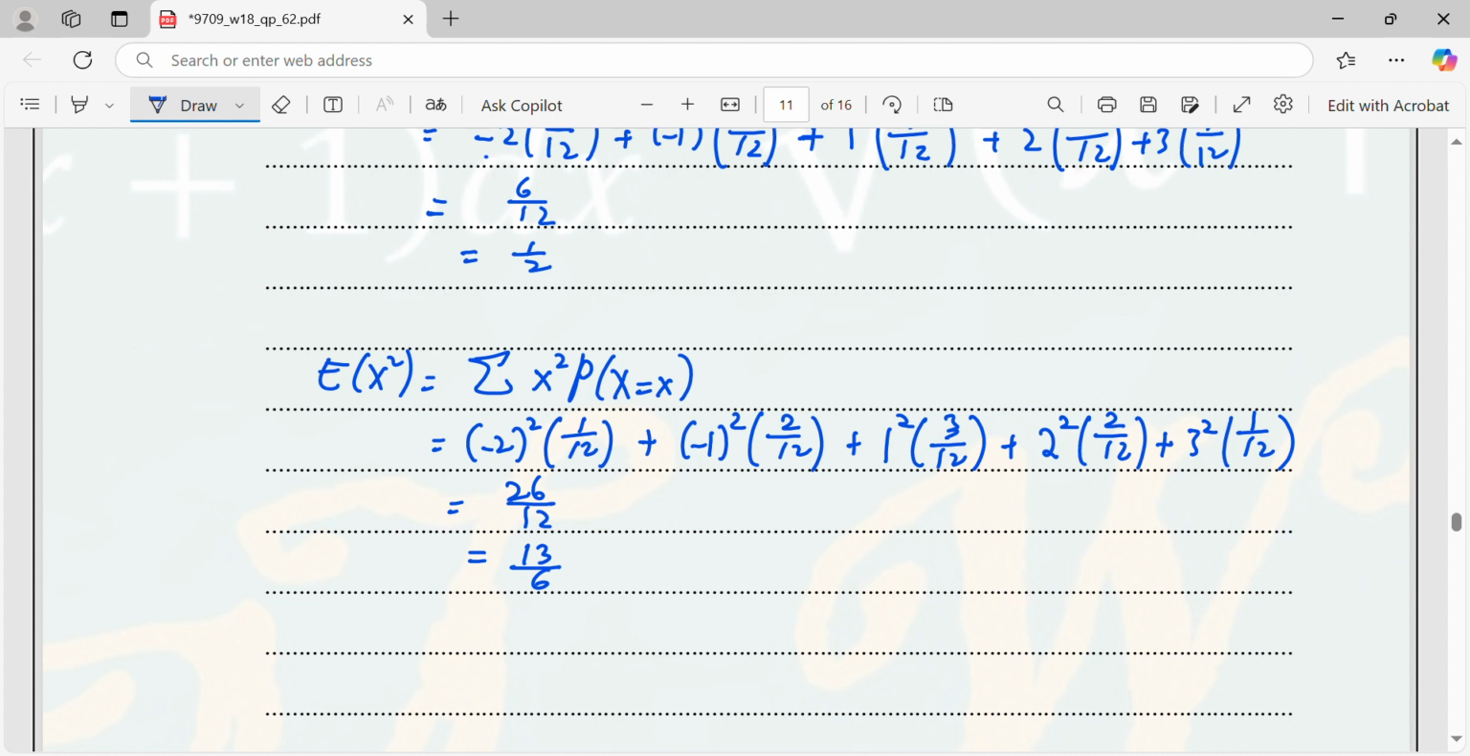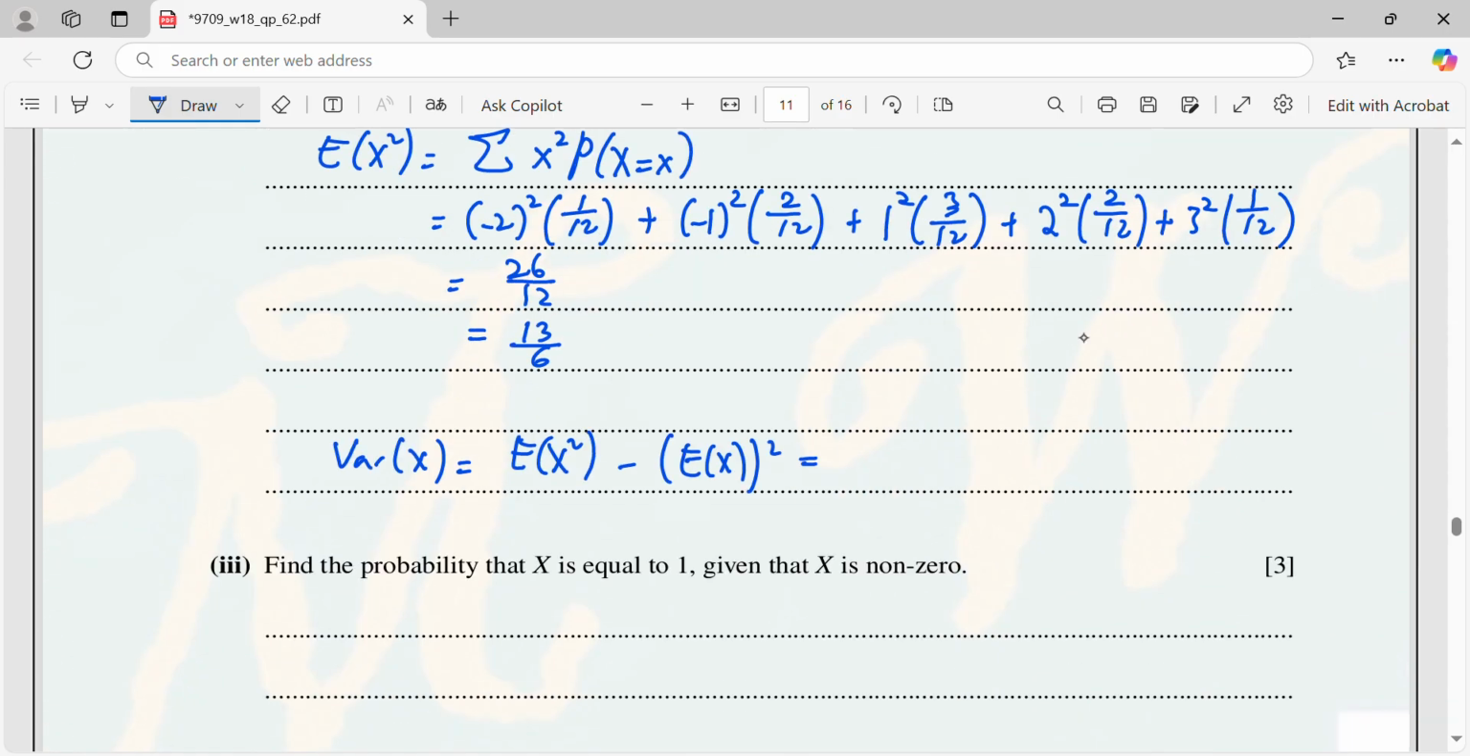Now, at last, your variance X is basically E(X squared) minus the square of the E(X), which means this is 13 over 6 minus half squared. And this is going to be 23 over 12. Okay, make sure your variance is a positive value.